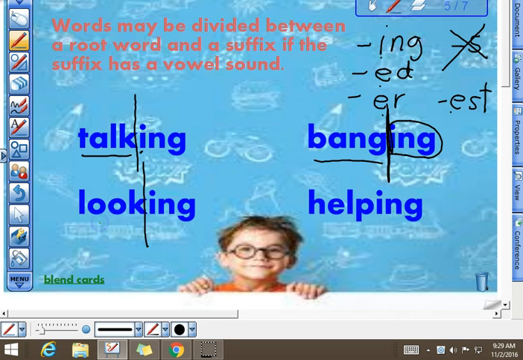What is my root word? Look. No. Again, let me ask that question. Listen to my question. What is my root word? Look. If I add my suffix, I now have looking. Okay, one person come up and mark this one, Colton. Separate it between the root word and the suffix quickly. Good. What is our root word? Helping. Nope. Our root word? Help. Help. And then we add ing and we get helping. Helping. Very good.